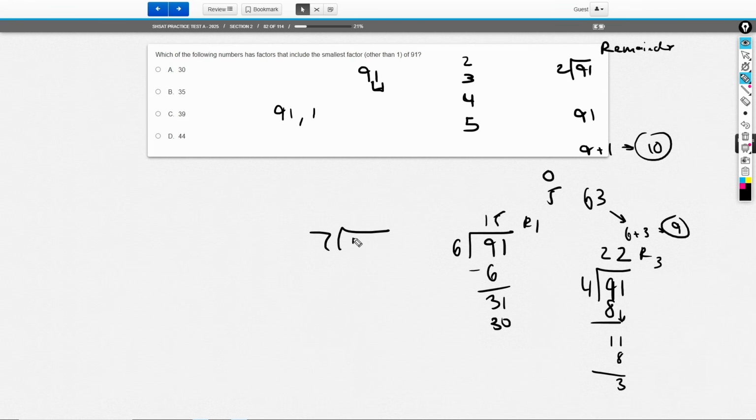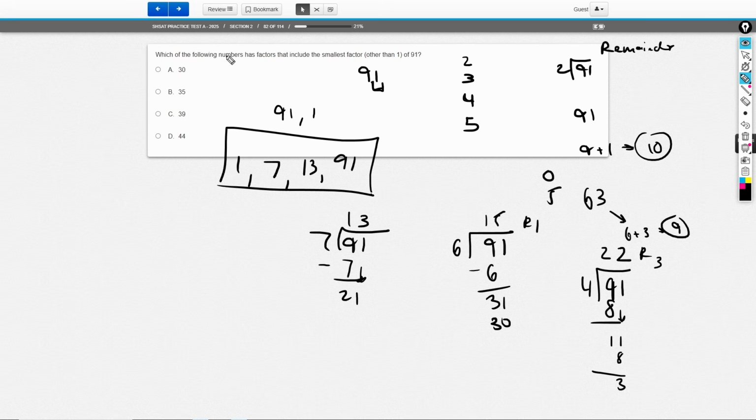Now let's test out 7. 7 divided by 91. 7 goes into 91 1 time. 9 minus 7 is 2, carry down the 1. 7 divided by 21 is 3. So the next factor, aside from 1, is 7, and then 13, and then 91. Those are the factors of 91, essentially.